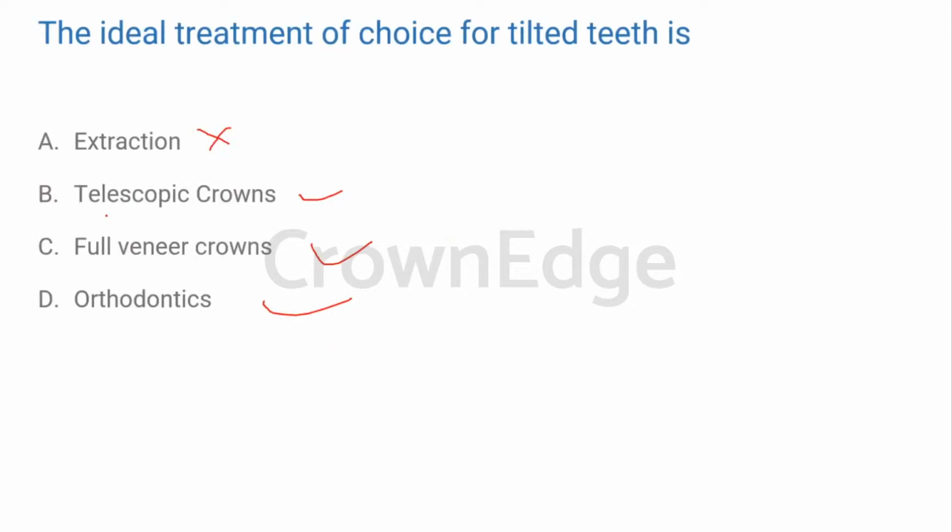Okay, so that is with respect to the telescopic crown. Full veneer is what I just showed you, and then orthodontics. We try to do the more conservative option. So your first principle of tooth preparation is preservation of tooth structure. Ideally, telescopic would be your second option. Your first option should always be D, that is orthodontics. If you feel orthodontics is not going to work, then we go for B, that is your telescopic crowns.